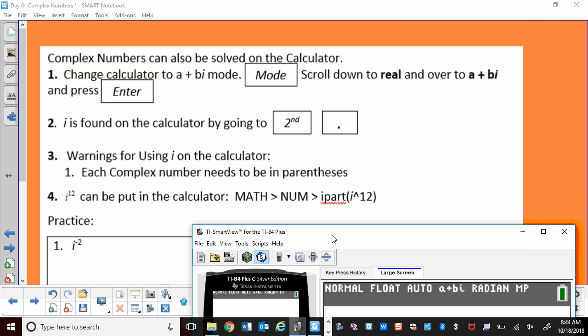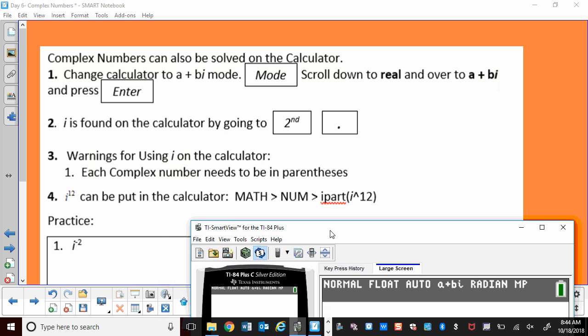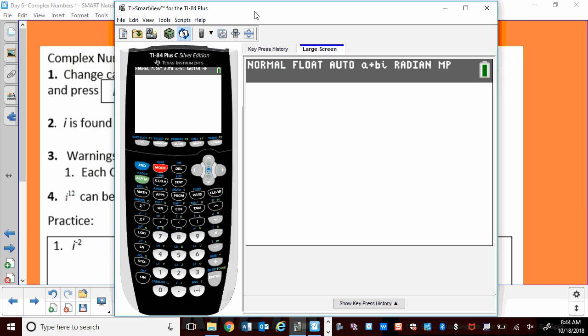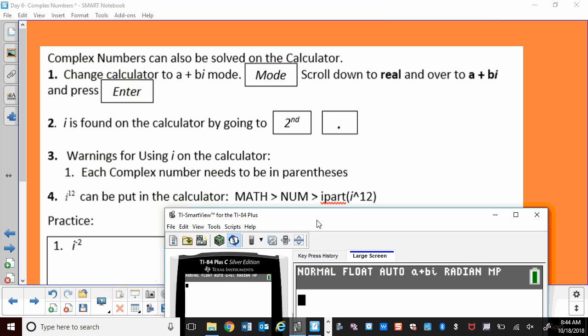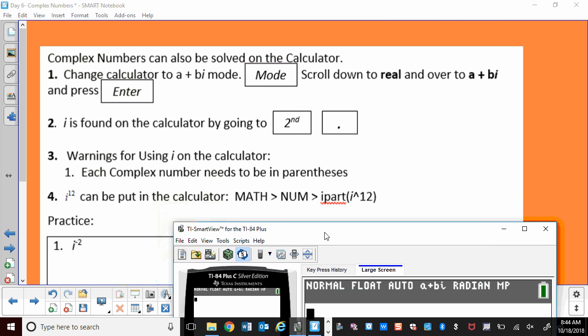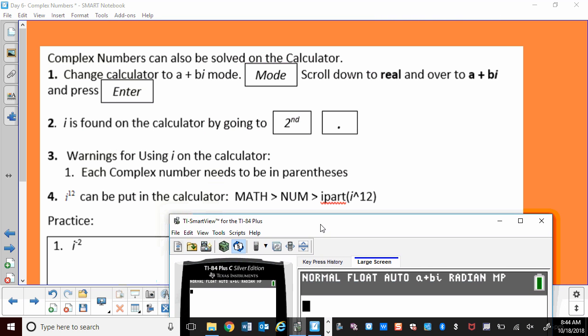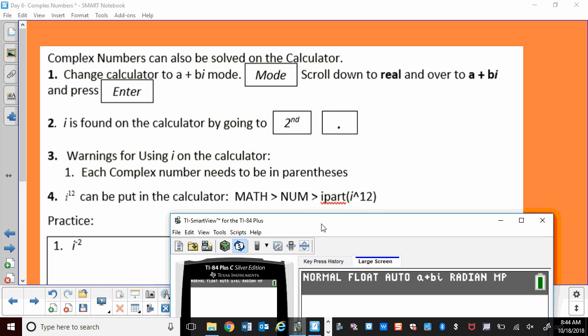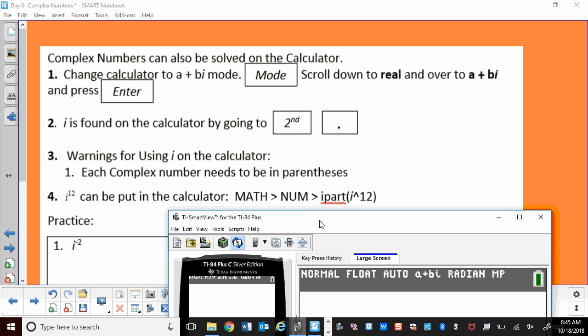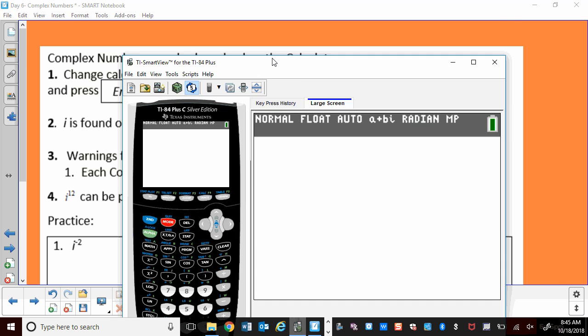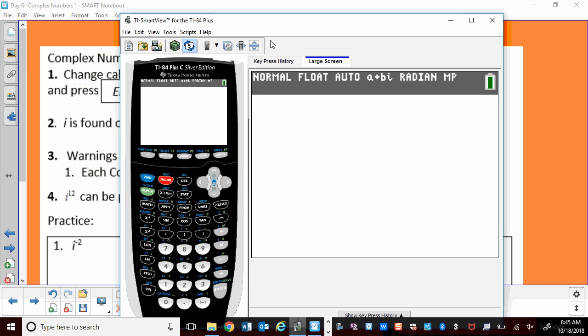I is found by going on the calculator and hitting second decimal. If you hit second decimal, you'll see there's the I. So, warnings for using I on the calculator. Each complex number needs to be in parentheses. And anything to a power you have to put into I part. So we will talk about I part.